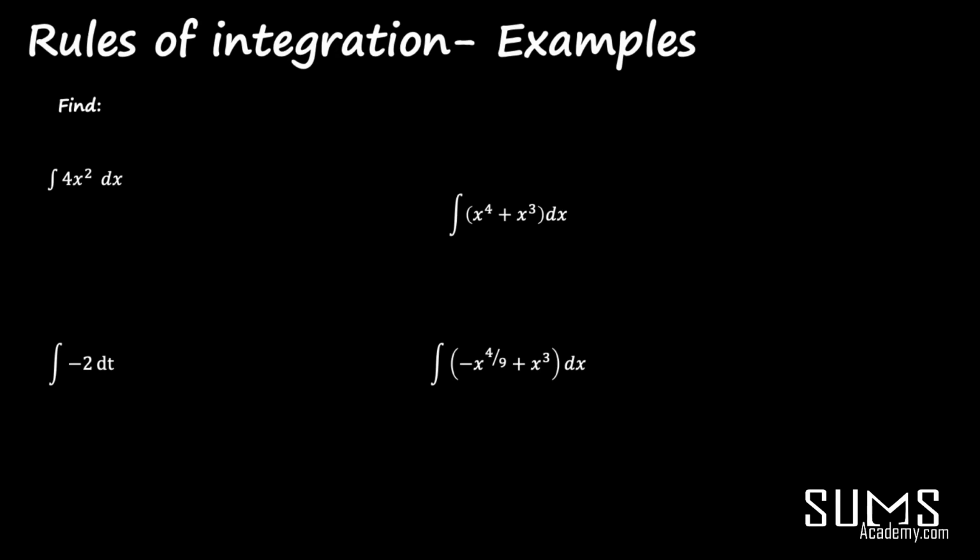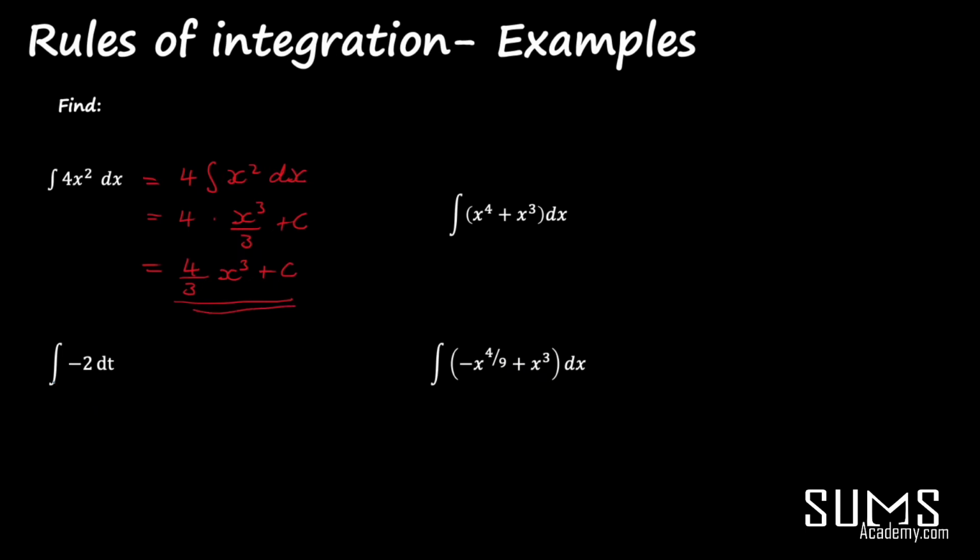Okay, so now we're going to do some examples using these rules that we've just learnt. We're asked to find the integral of these four expressions. For this one, 4x squared dx, we can rewrite this as 4 times the integral of x squared dx. That's going to be equal to 4 times x to the power 3 over 3 plus c, which leaves us with 4 over 3 x cubed plus c.